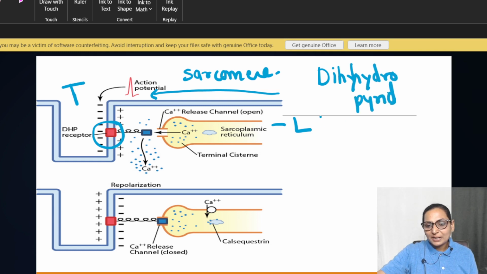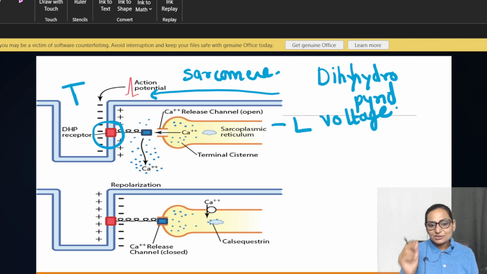Dihydropyridine receptors, which are the voltage sensors. These channels will open, and by a mechanical configuration, just like a lock and key action, they are going to open the calcium channels in the terminal cisterns, that is in the L tubules, and the calcium will pour out. What is the role of this calcium?